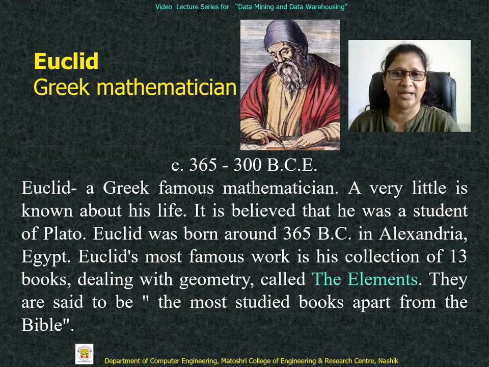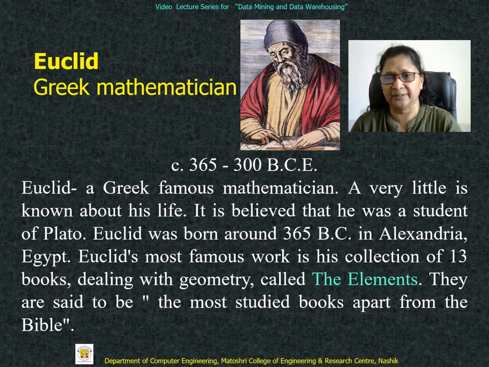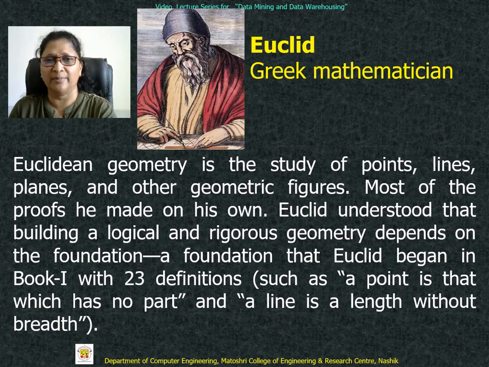Just again, out of interest, I was reading about this great mathematician Euclid. Euclid, a famous Greek mathematician, was born around 365 before Christ. Though very little is known about his life, it is believed that he was a student of Plato and he was born in Alexandria, Egypt. Euclid's most famous work is his collection of 13 books dealing with geometry, named the Elements. And it is also said that these books are studied the most apart from the Bible. Introducing you also to this great mathematician Euclid in brief.